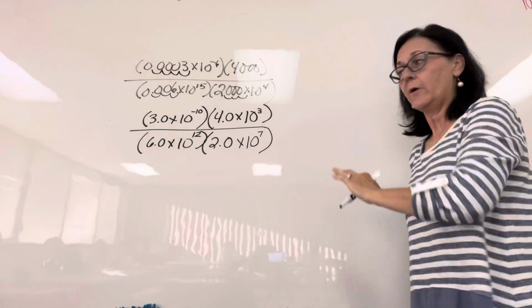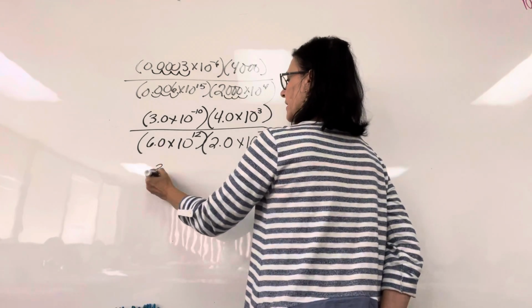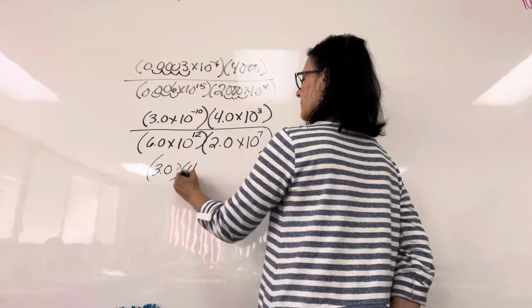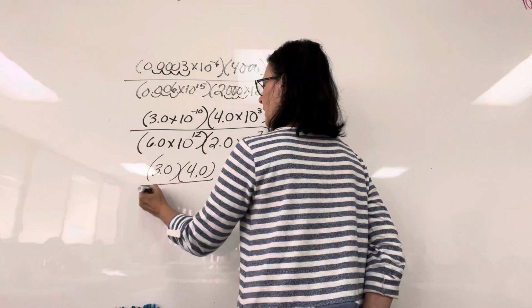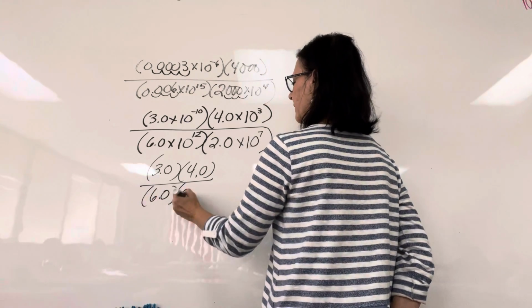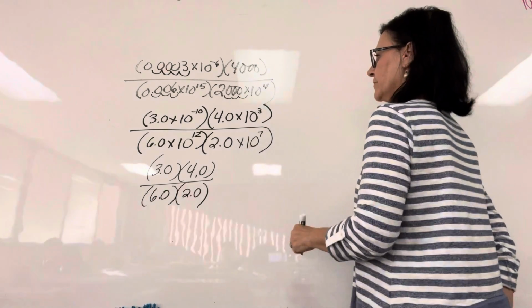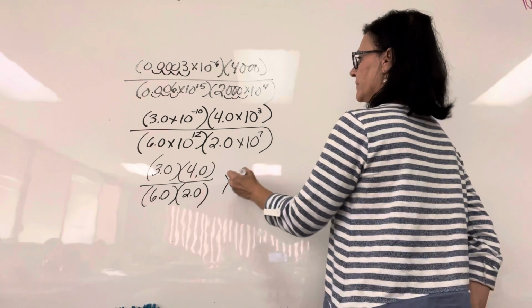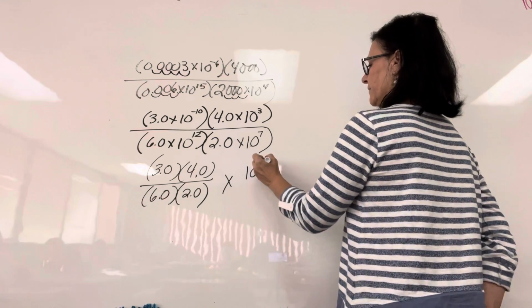Now I can break it apart. 3.0 times 4.0 divided by 6.0. They also made it easy. Not all of your problems are this easy. Times 10 to the negative 10th.